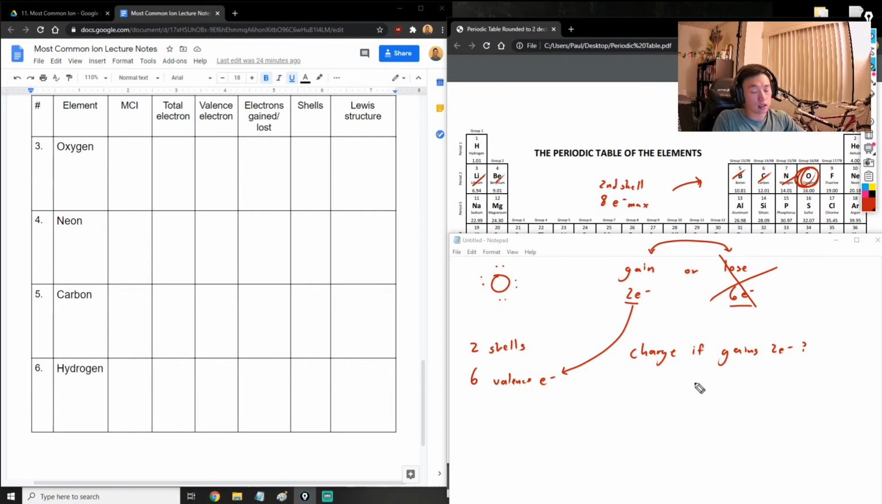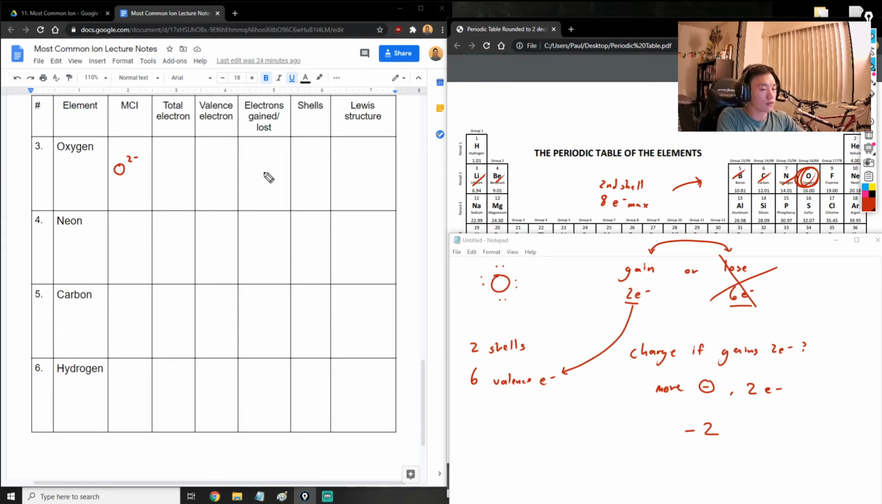Okay, so we can either do the math or just think about it logically. If I gain 2 electrons, I'm basically becoming more negative. If I become more negative by 2 electrons, that means my charge is going to be negative 2. That means oxygen's MCI is going to be O2 minus.